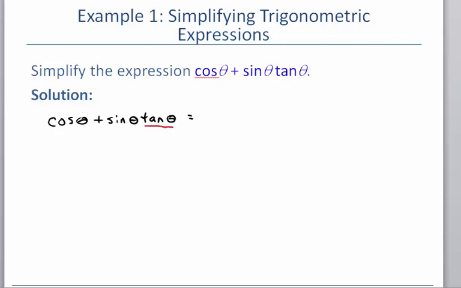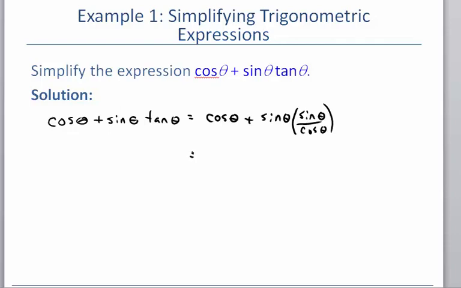So remember that tangent was equal to sine over cosine. I'm about to substitute that in. I just wanted you to see that that is what we're going to do. We're going to place sine over cosine in place of that tangent. So as I do that, I'm going to rewrite. The cosine stays the same, the sine stays the same, but when I get to this tangent, I'm going to substitute in sine over cosine.